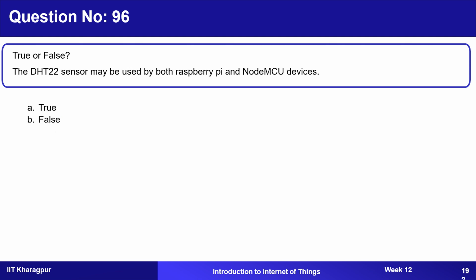Next question is true or false. The DHT22 sensor may be used by both Raspberry Pi and NodeMCU devices. Options are true or false. True. Okay. Anyone else? So yes, this statement is true.